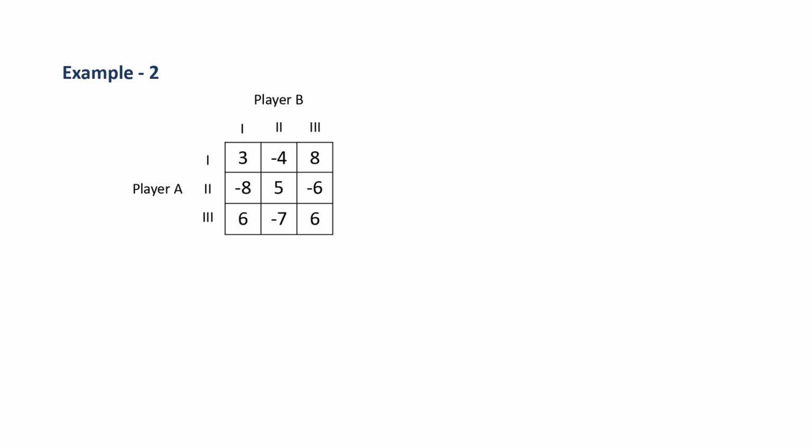Let's move on to example 2 for better understanding. Payoff matrix. Maximize player A, minimize player B. We will check whether we will get the optimal solution or not. So the first step we will be doing is checking the minimum value of the row. The minimum value of row 1 is -4, row 2 is -8, row 3 is -7. The maximum value of these rows is -4.